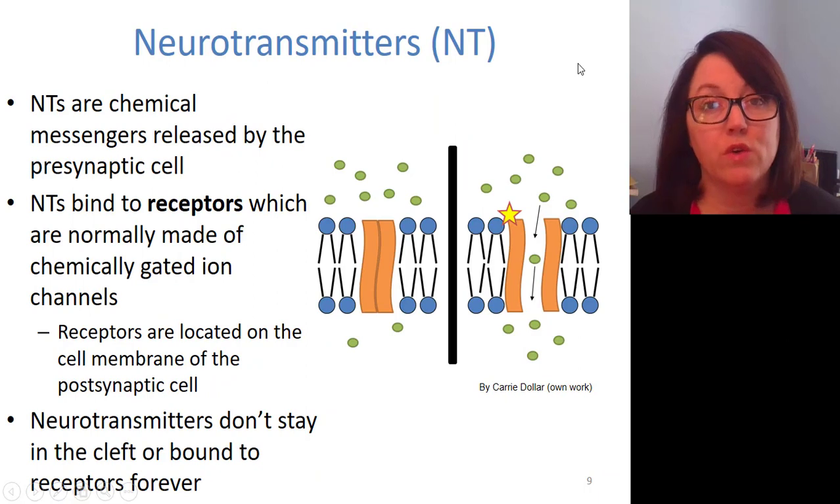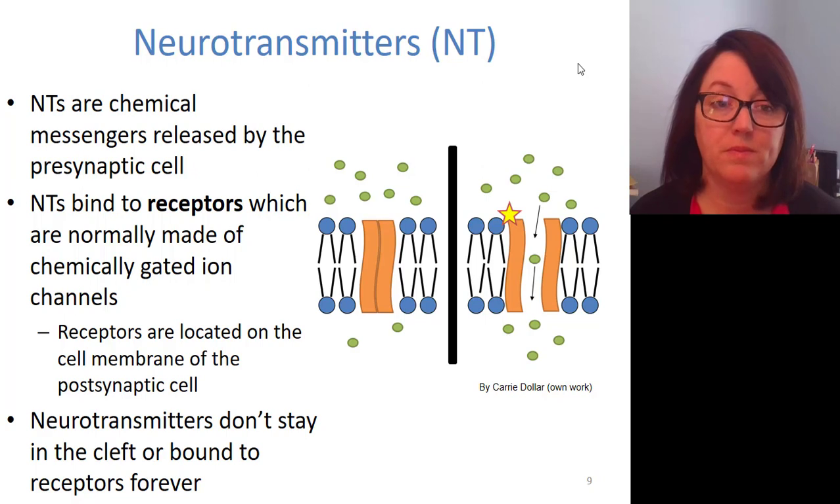Let's take a closer look at neurotransmitters. Neurotransmitters are the chemical messengers used by the nervous system. These are the chemicals that are released by that presynaptic cell. The job of a neurotransmitter is to bind to a receptor on the postsynaptic cell. Typically this receptor is a chemically gated ion channel. We've studied ion channels in this class before. Chemically gated ion channels are opened via a chemical.